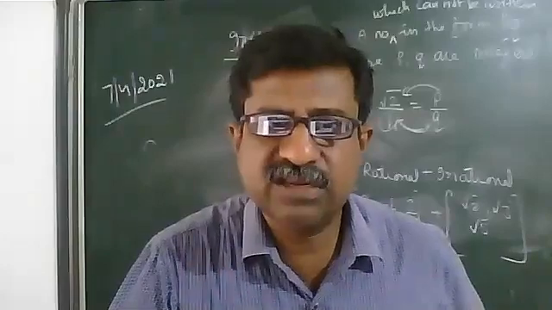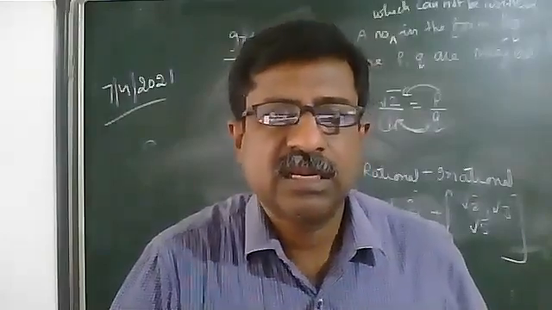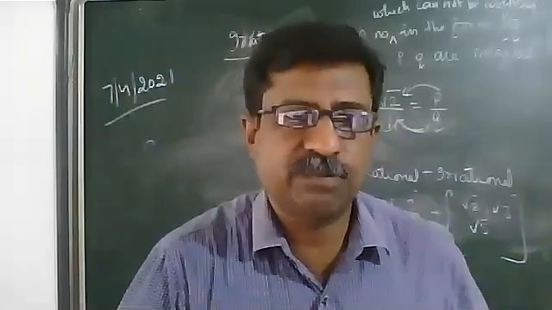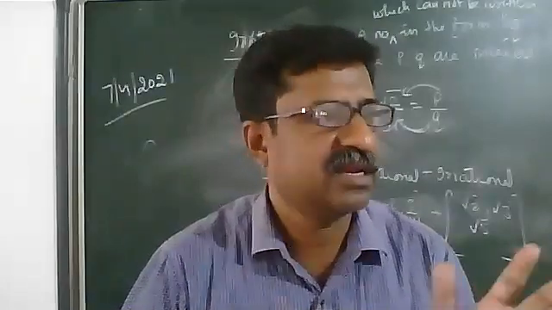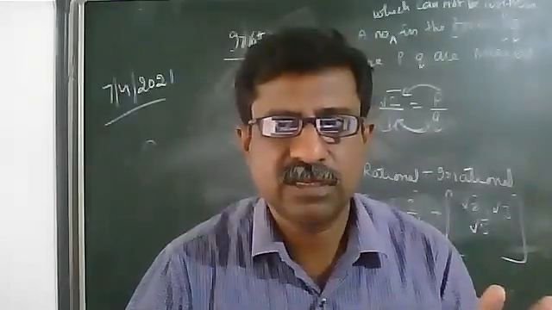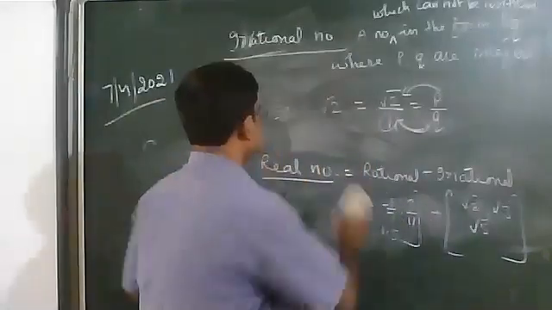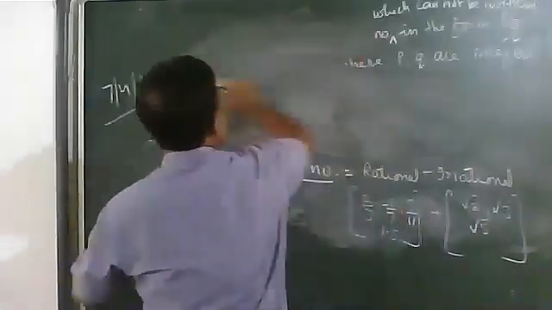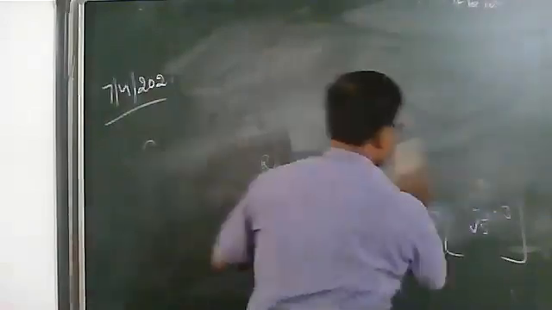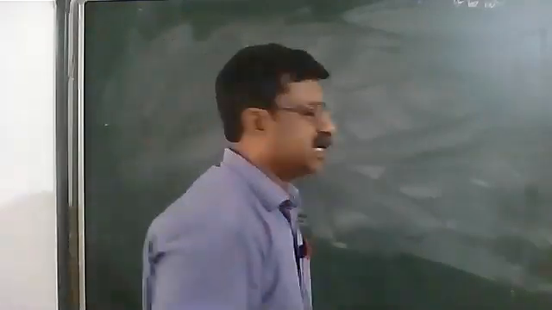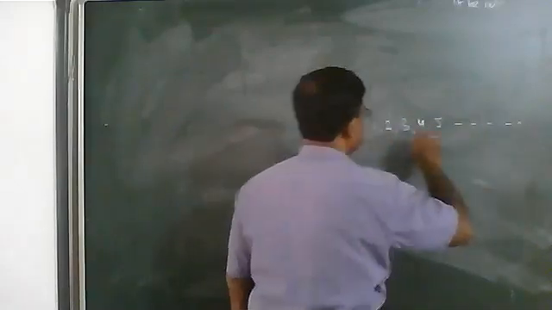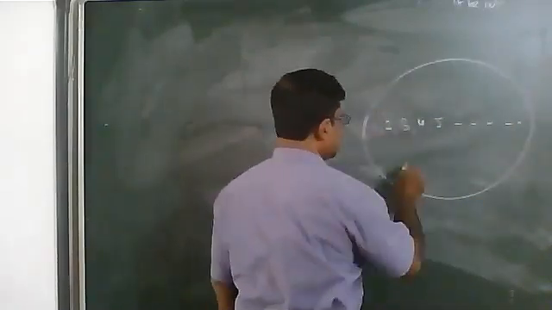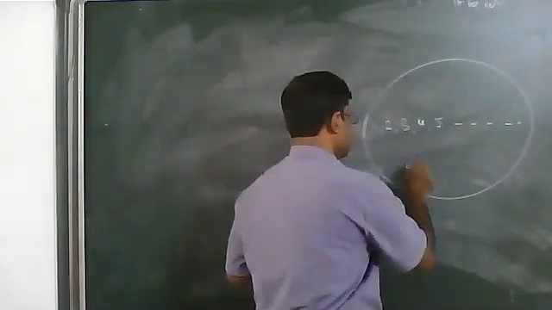Whatever numbers we have learned till now, let me explain in brief so that you can revise later and will not have any difficulty. We started with natural numbers. Natural numbers are the numbers starting from 1: 1, 2, 3, 4, 5. Such numbers are known as natural numbers.